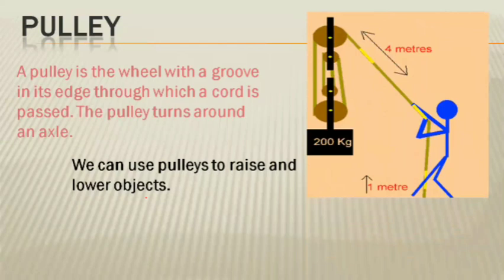So pulleys are used to raise and lower objects. When we pull that one, this object will be raised up. Actually, there is not just one pulley. There is one, two, three, four pulleys. So these are called a pulley system. We'll talk about it in a few minutes.